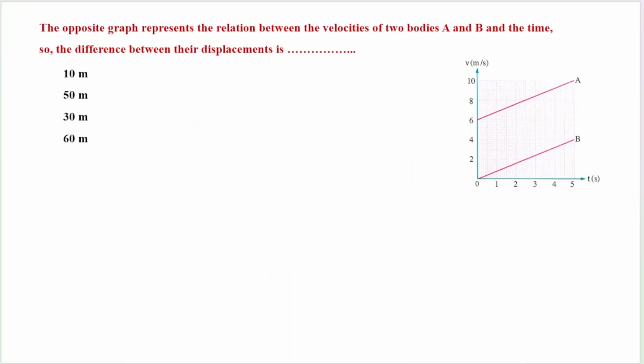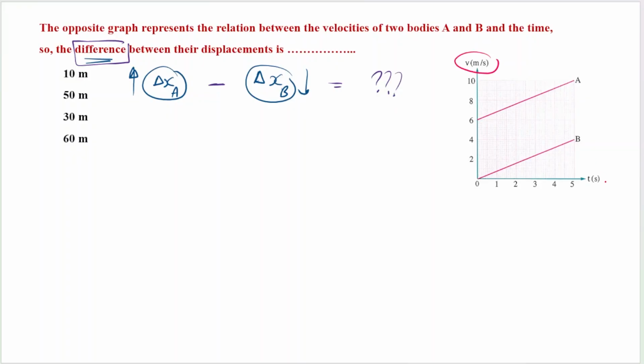We have another example. The opposite graph represents the relation between the velocities of two bodies, A and B, and the time. So the difference, can you see the difference between their displacement? This means that we need to calculate the displacement of A, which will be higher, by the way, and the displacement of B, which will be smaller. And we need just to find the difference between them. And the difference between them will be the answer.